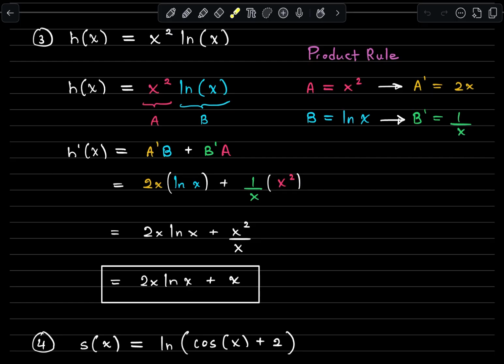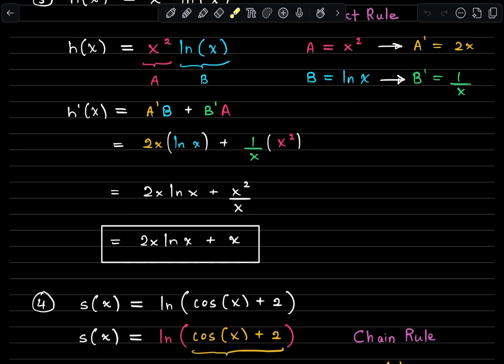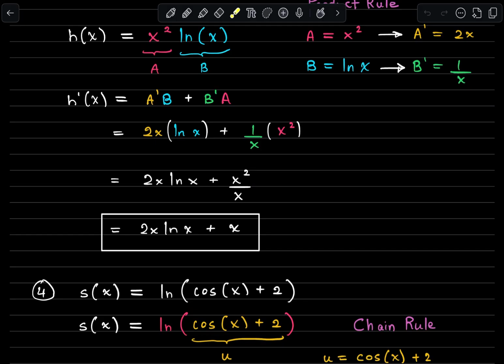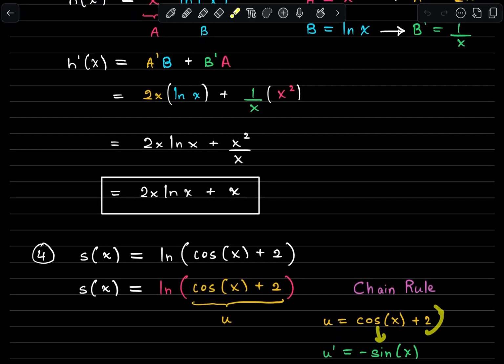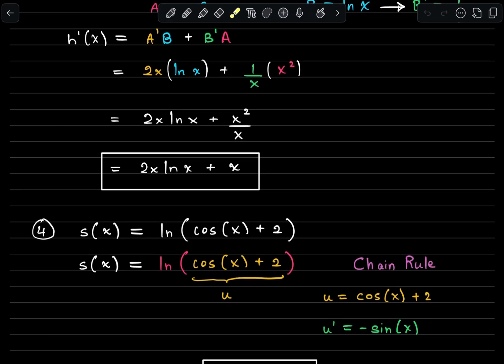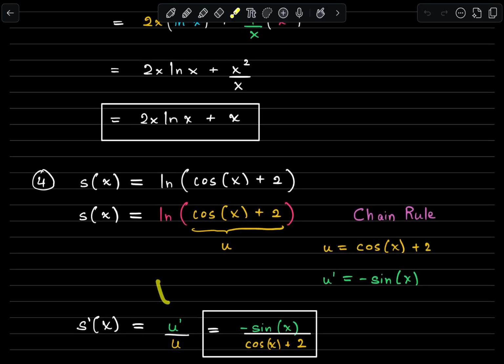Now for number 4, we've got natural log with cosine of x plus 2 as the argument, or the input, in the natural log. We're going to use chain rule here as well. This time u is going to be all of that inside, cosine of x plus 2. Its derivative will just be negative sine x. When we derive 2, it's going to disappear. So we've got u and u prime. Just throw that together with your formula, u prime over u: negative sine x over cosine x plus 2.